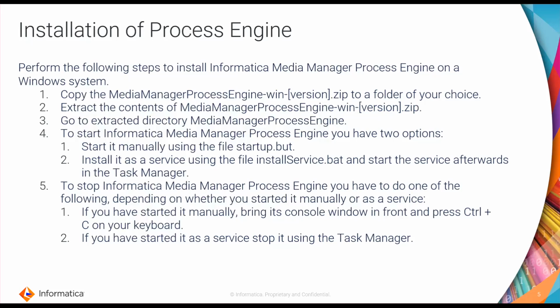To stop Process Engine, we have to do one of the following depending on whether we have started it manually or as a service. If we have started it manually, then bring up the console in front and press Ctrl C on your keyboard to stop it. If we have started it as a service, then stop it using the task manager.